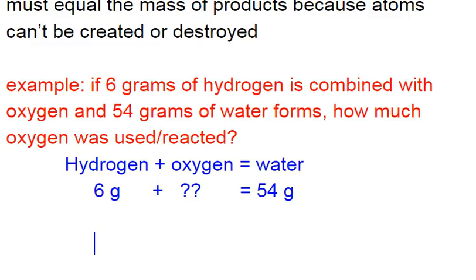If I take the 54 minus 6, another 48 grams showed up in the water. That has to be the oxygen because there was nothing else there. If there's only 6 grams of hydrogen, the only other thing there is oxygen, and I get 54 grams of product, then it's 48 grams of oxygen.